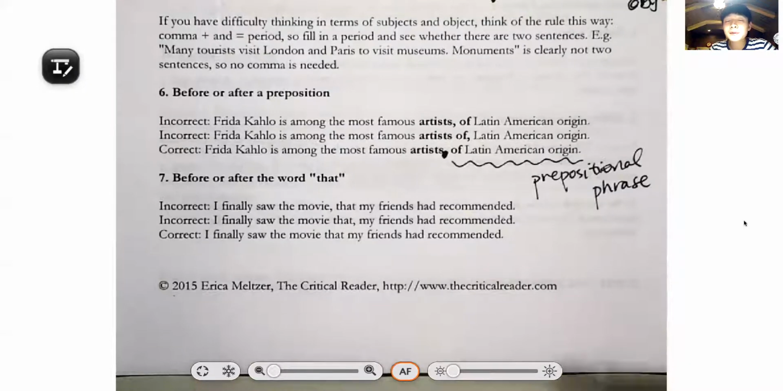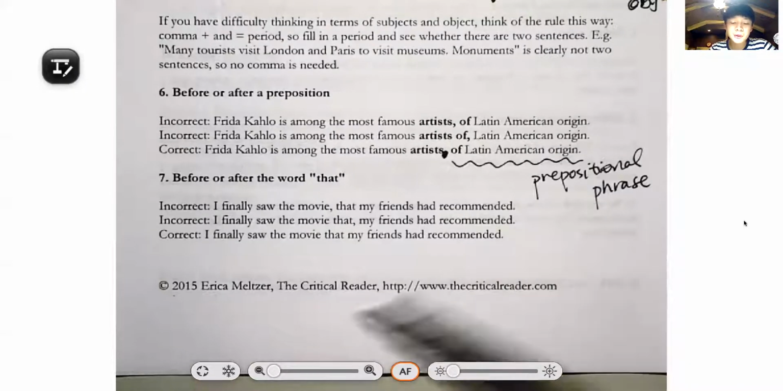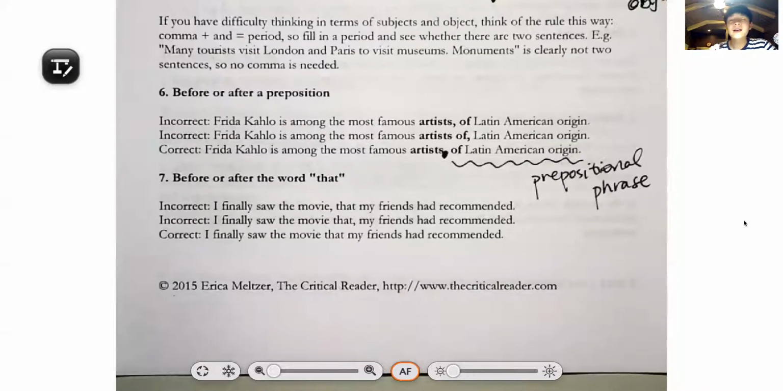As a general principle, you put a comma where you should pause. You wouldn't say something like, I finally saw the movie, that, my friends had recommended. That's not how you speak. I finally saw the movie that my friends had recommended. You don't say that, right? You always put a comma where you would pause or where you would pause your mind to think throughout a sentence. So that never has a comma before or after it.